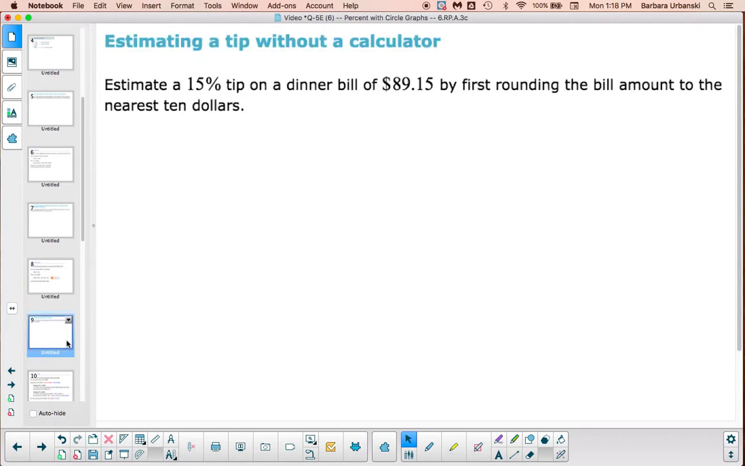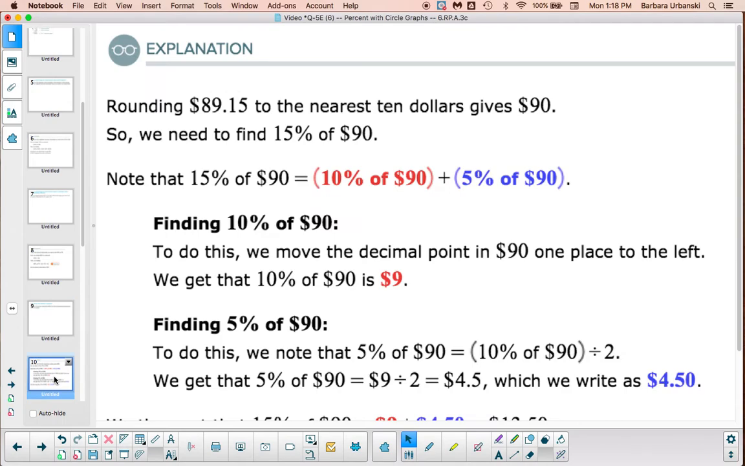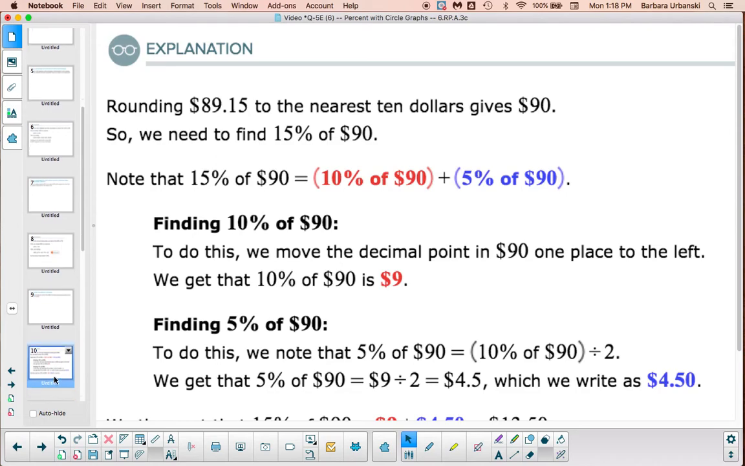Next problem. Without a calculator, estimate a 15% tip on a dinner bill of $89.15 by first rounding the bill, the amount you're paying, to the nearest $10. So if it's $89.15, rounding it to the nearest $10 is going to either be $80 or $90. And you should know that it would be $90. Now you need to find 15% of $90. Again, for 15% of 90, we would have 0.15, and you can multiply it by 90, and you would get your answer.